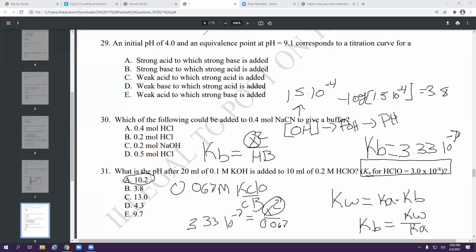Welcome to the hard part about buffers. That's why you want your buffers to last. It makes the problem really, really easy. If the buffer gets destroyed, it's a pain in the butt to solve for.